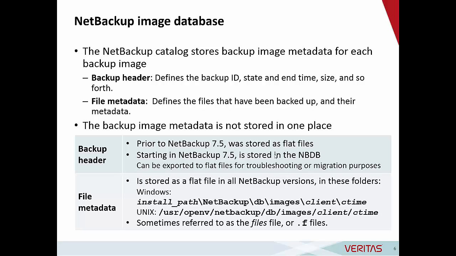And the .f files are literally just long lists of paths for files that have been backed up. If you back up 100,000 files in a backup image, there'll be a .f file with 100,000 entries in it, one path for each file. And so this is the information that NetBackup needs to be able to support individual file recovery. And so you see on the slide here information about the exact paths where you can find these files stored. Backup headers are in the database. The file metadata is in these .f files.